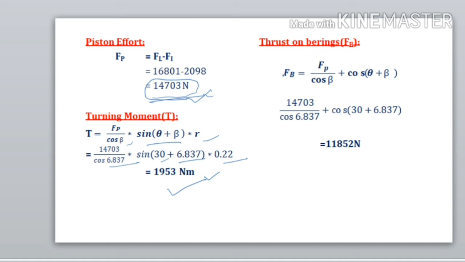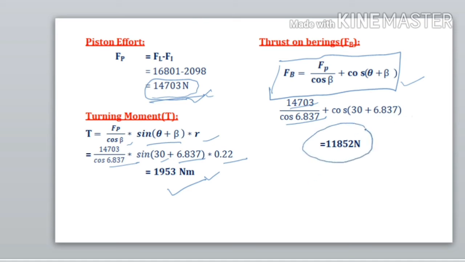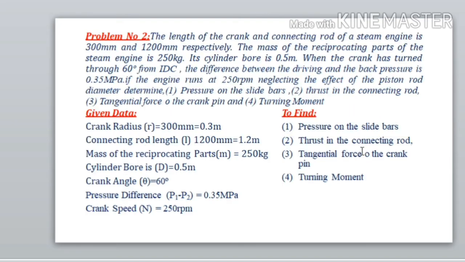And to find the thrust on the bearing, we know this formula: Fp upon cos beta multiplied by cos theta plus beta. So we will put here Fp equal to 14,703, cos 6.837 plus cos 30 degree plus 6.837. So finally we will get the value 11,852 Newton. It's a very easy numerical.